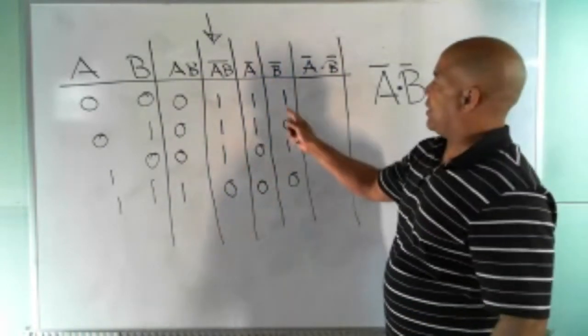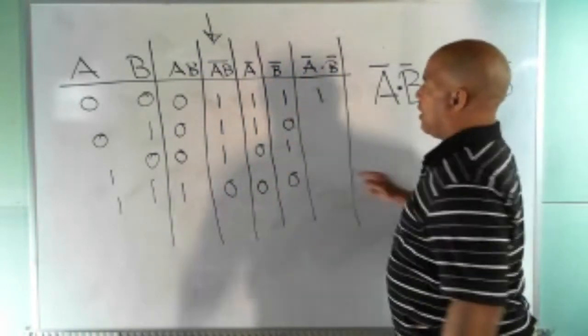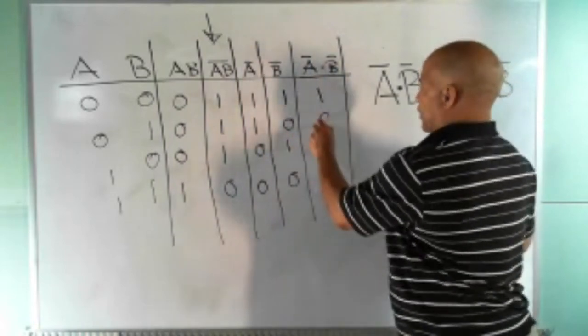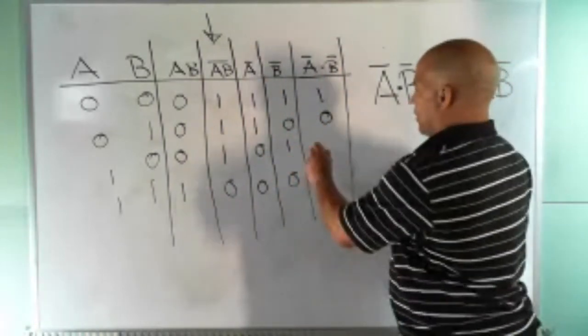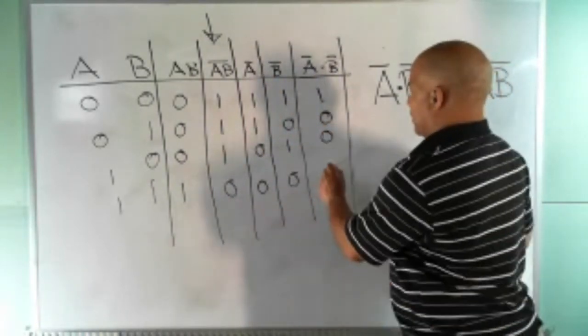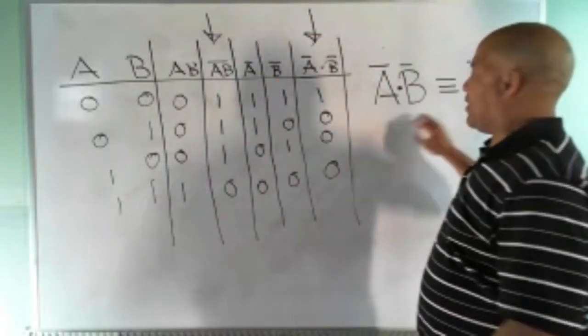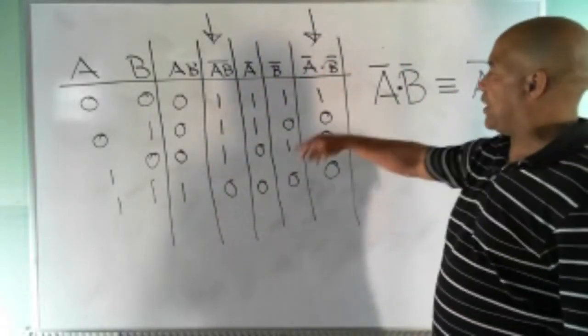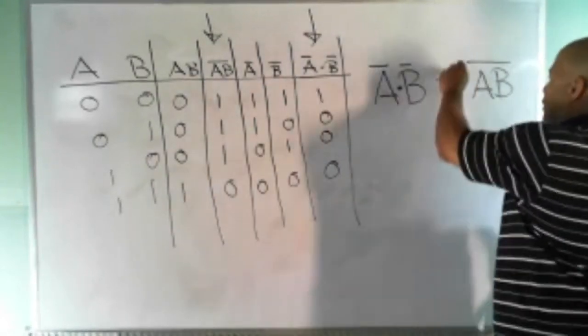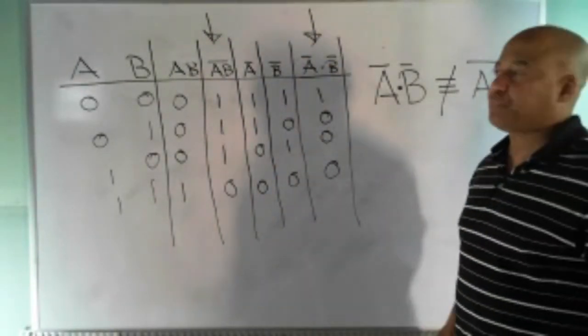If I AND this and this, I get a 1. If I AND this and this, I get a 0. This and this gives me a 0. This and this gives me a 0. So I compare this and that. If they're the same, that means these are logically equivalent, but you can see they're different. So the answer is no, these are not logically equivalent.